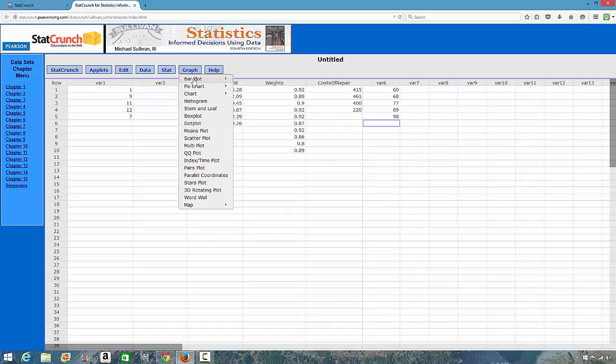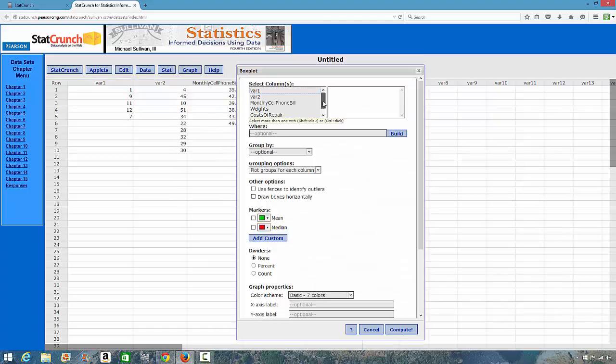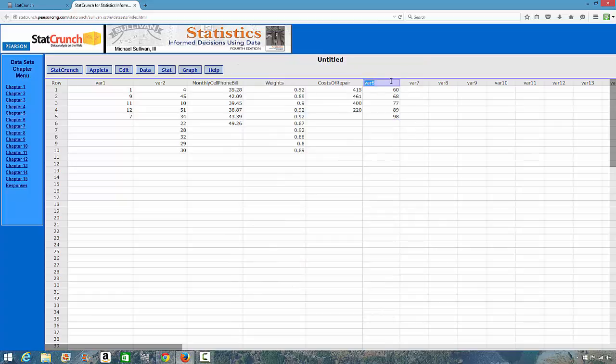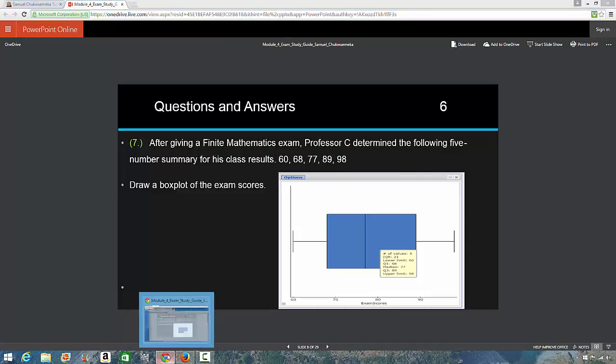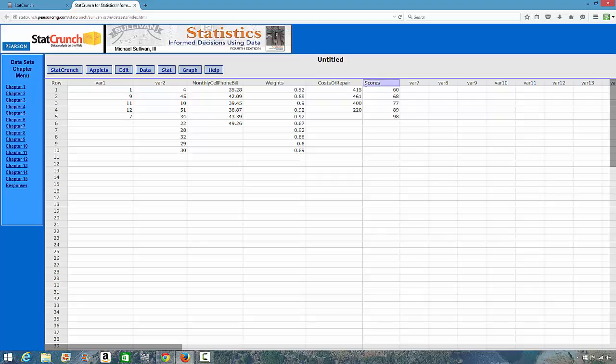You go to graph, you go to box plot, and we need variable 6. I can call this exam scores. Always try to name your variables. I could call it scores, or final exam scores, but you can just say exam scores.